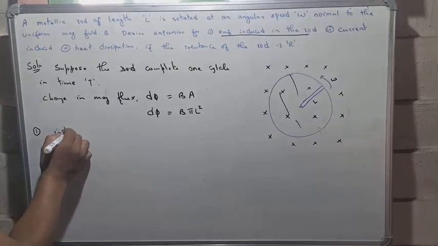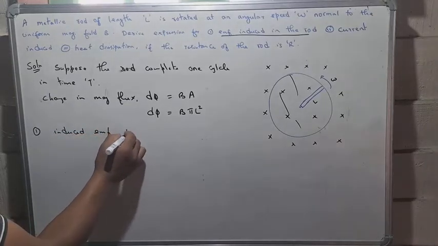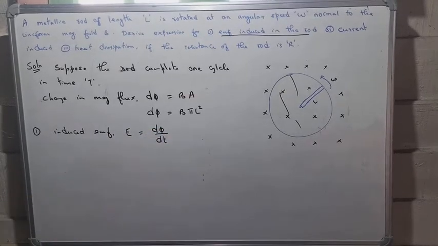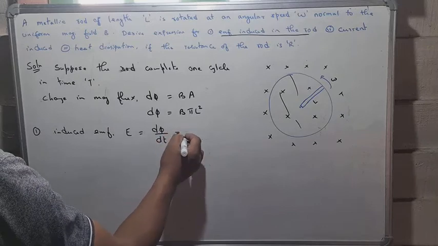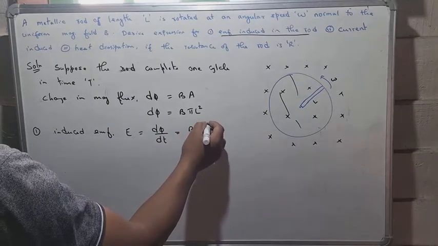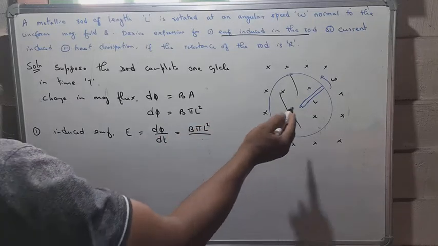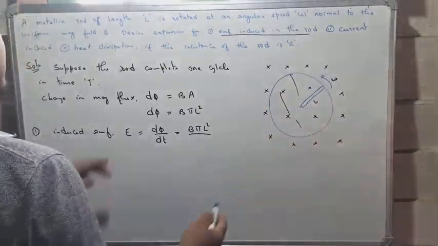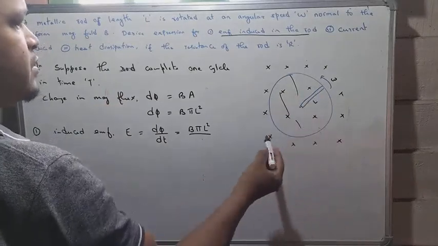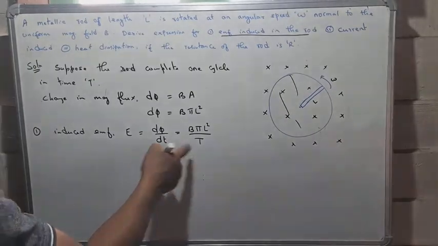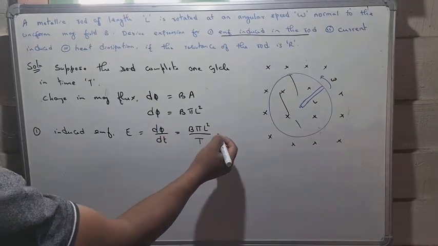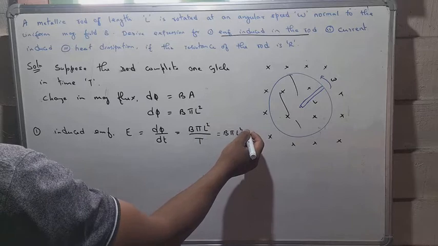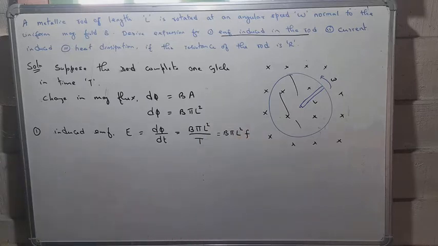So the induced EMF is given as E is equal to d phi upon dt from Faraday's law. Instead of d phi, I'll write B pi L square. And what is this dt? This dt is actually the change in time. So for a complete one cycle, how much is the time taken? The time taken is capital T. So the change in time is capital T. Or I can write this is equal to B pi L square, and instead of 1 upon T, I'll write F, where F is the linear frequency.